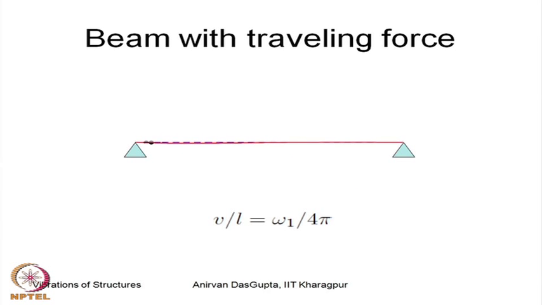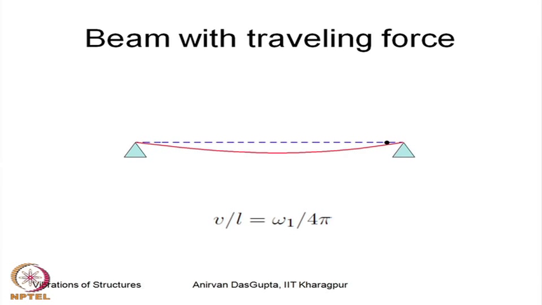Now, there are two things that have to be remembered when you see this animation. The first one is that this is a slow motion of what is happening. The second thing is that once this force leaves the beam, the response of the beam is not shown in this animation. So, this animation is looped, and you see only the response of the beam when the force is on the beam and traveling on it at a constant speed, which is indicated below.